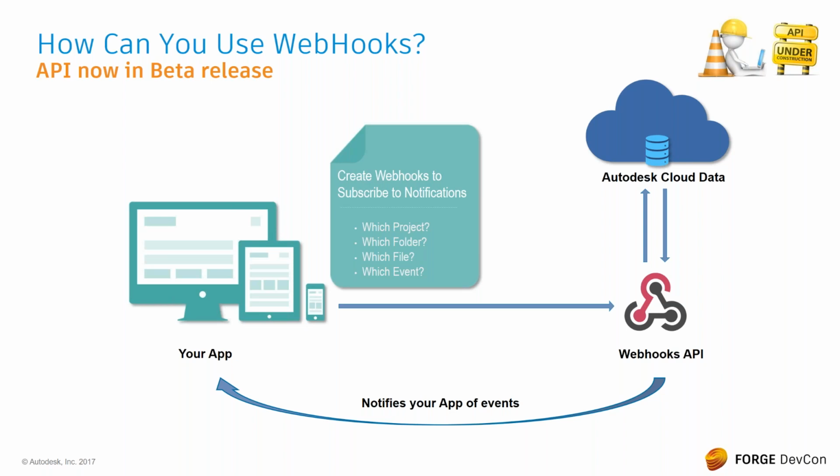It takes action based on the information it receives. In your case, let's say a new file version gets created and you want to download that file and do something with it, you could do that. Or you want to kick off some other process when that new file version gets created, you could go ahead and do that.